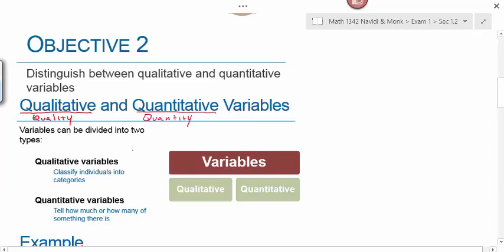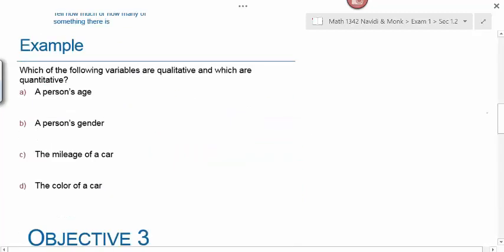A quantity is a numerical amount. So all variables can be divided or classified either as qualitative or quantitative. Qualitative variables classify individuals into categories, and quantitative variables tell how much or how many of something there is. For example, which of the following variables are qualitative and which are quantitative?